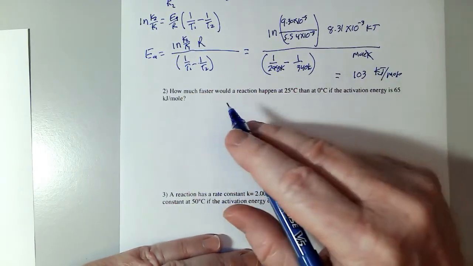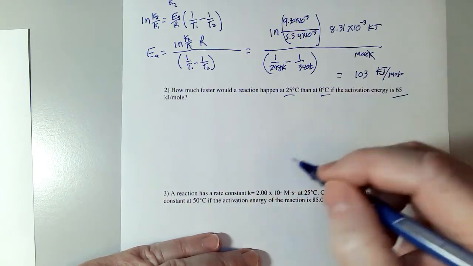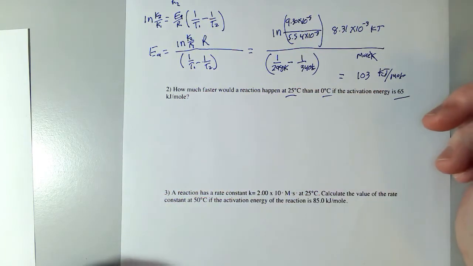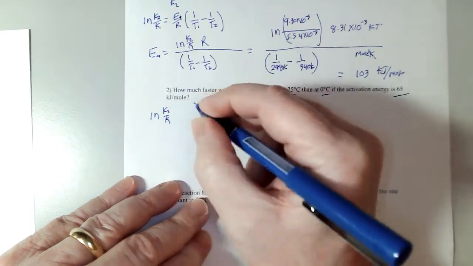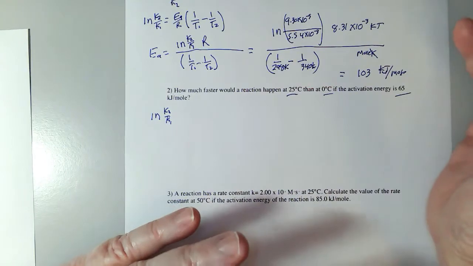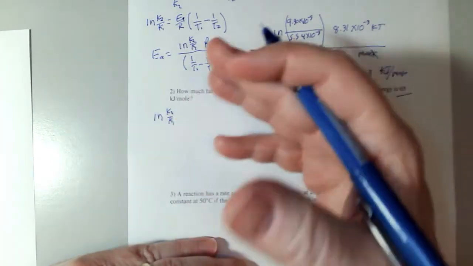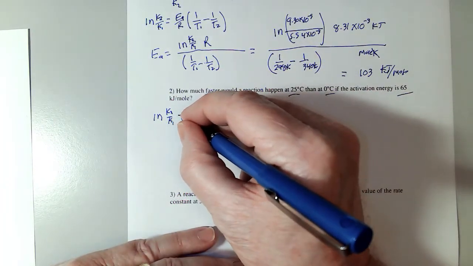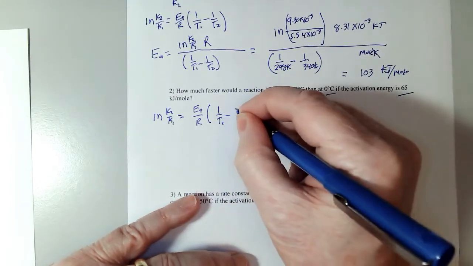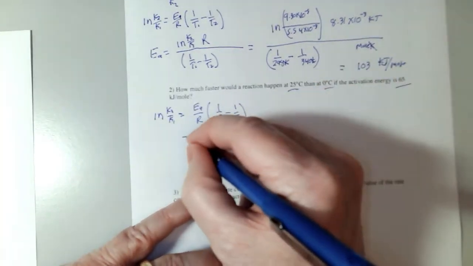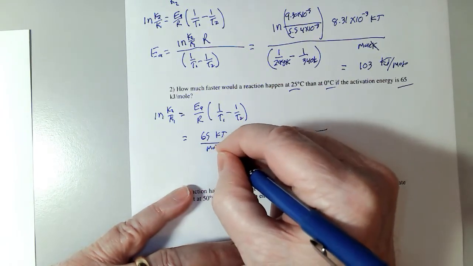Now, very different question. How much faster would a reaction happen at 25 than at 0 if the activation energy is given? What this is actually asking is for the ratio K2 over K1. Remember, rate constants are a proportionality constant that basically tell us how fast a reaction is. So this ratio will tell us how much faster the reaction is at T2. And the ln of that equals EA over R times 1 over T1 minus 1 over T2, which equals 65 kilojoules per mole.